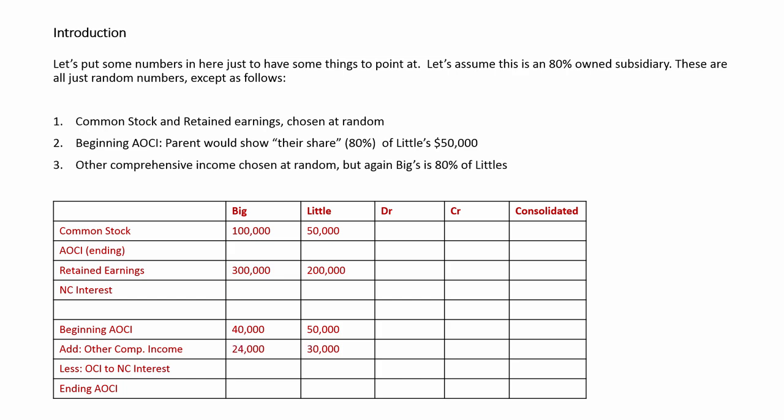Next, the other comprehensive income. Again, I chose this number at random. Again, the relationship is that Big has 80% of Little's amount. So if Little has $30,000 of other comprehensive income, then Big will have $24,000 of other comprehensive income.